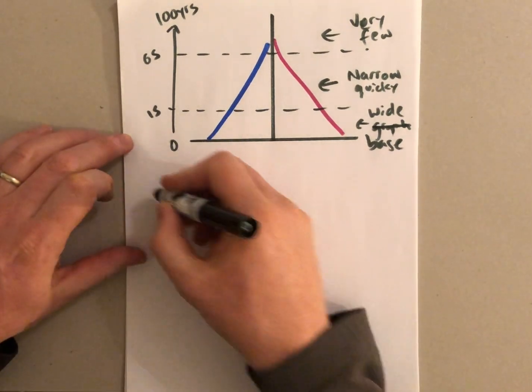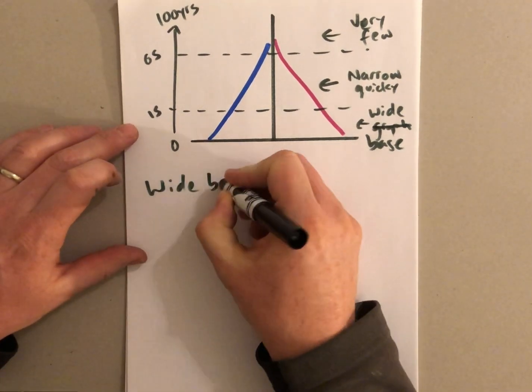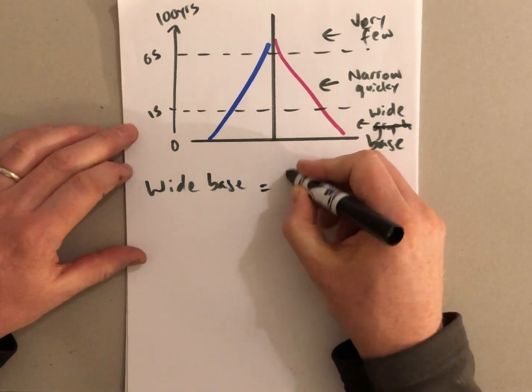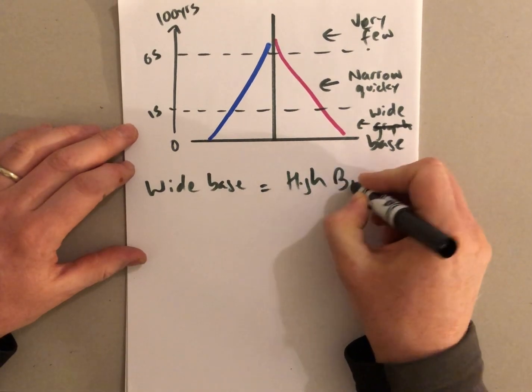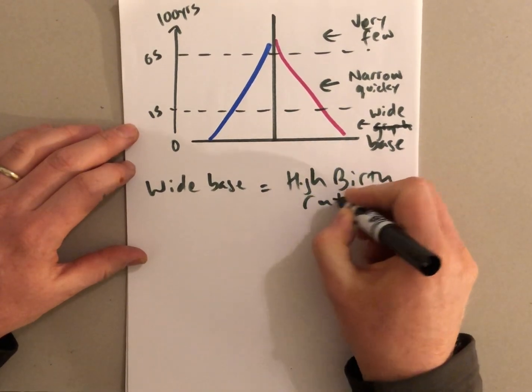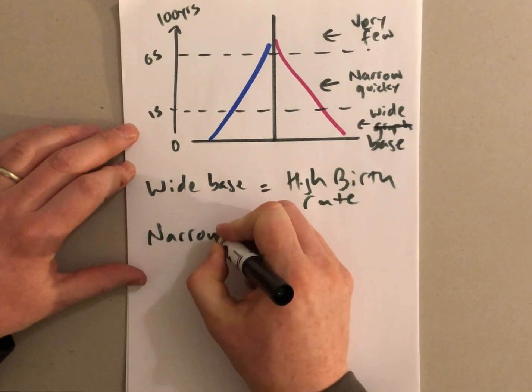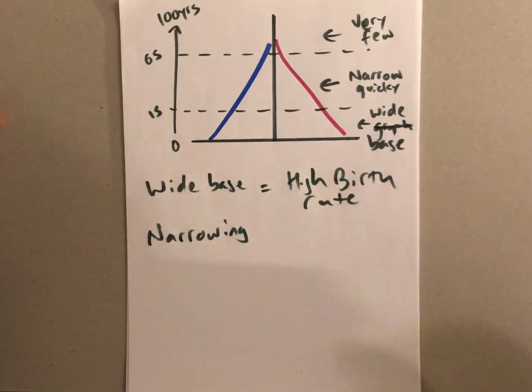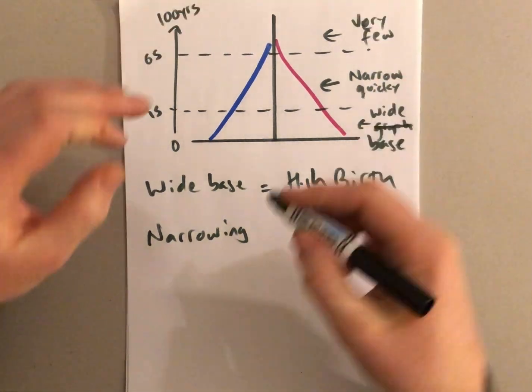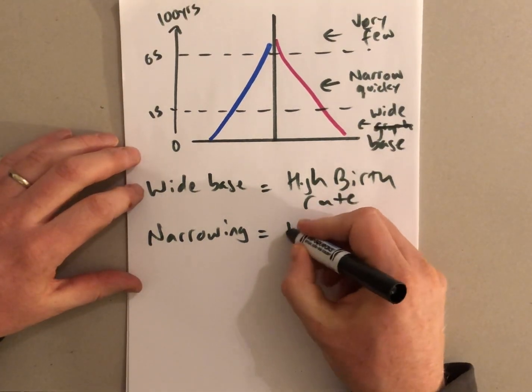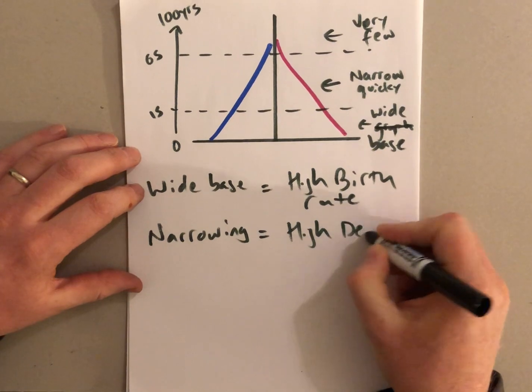So what a wide base can tell us is that we have a high birth rate. Where it's narrowing, so as we can see the graph becoming narrower, narrower, narrower, where it's narrowing, we can see that that's telling us that we have a high death rate.